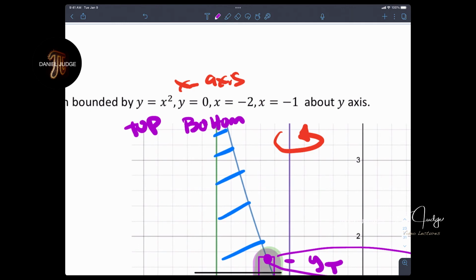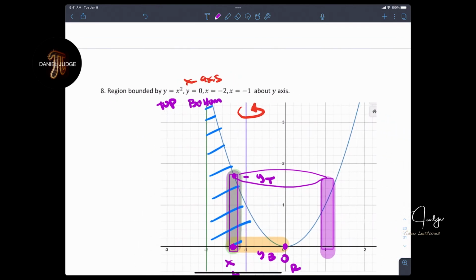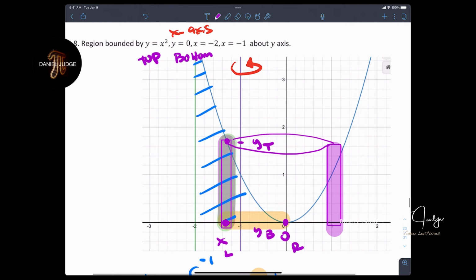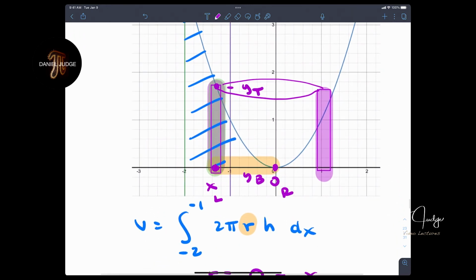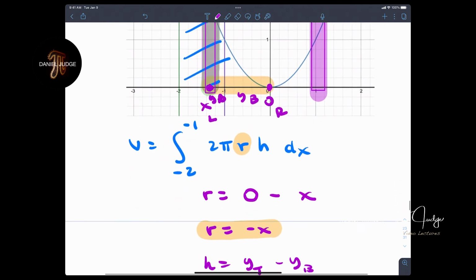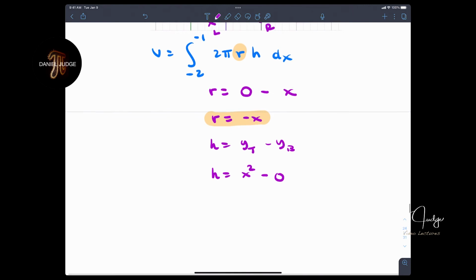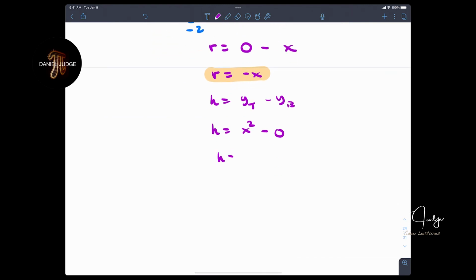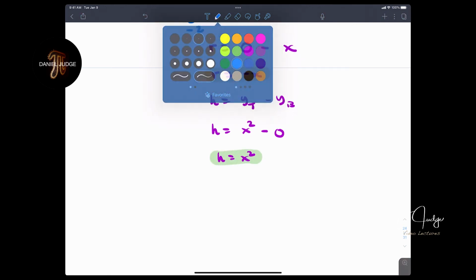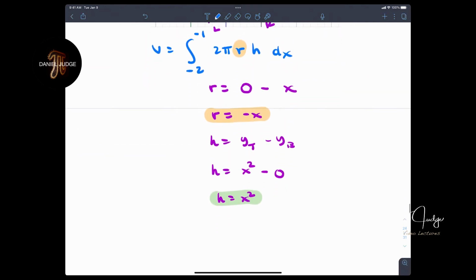The x-axis is y is 0 here. So you have top minus, here's the top value minus this is y bottom. So it's just x squared. So here's my height. And that's in green. Okay. So there's your height.